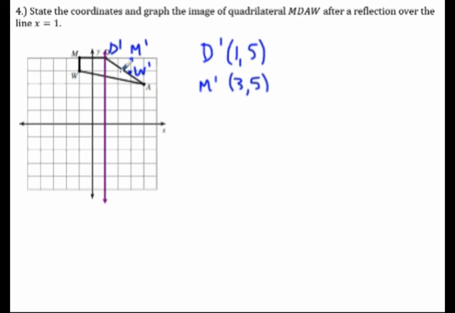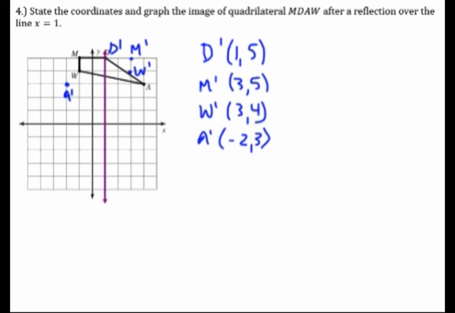So W is 2 to the left. I want 2 to the right from the line of reflection. So W prime is 3, 4. And the last one, A, was 1, 2, 3 to the right from the purple line. So 1, 2, 3 to the left would be A prime. And make sure when you are writing what the coordinates are, you're going from 0, 0 when you do it. So it would be -2, 3.